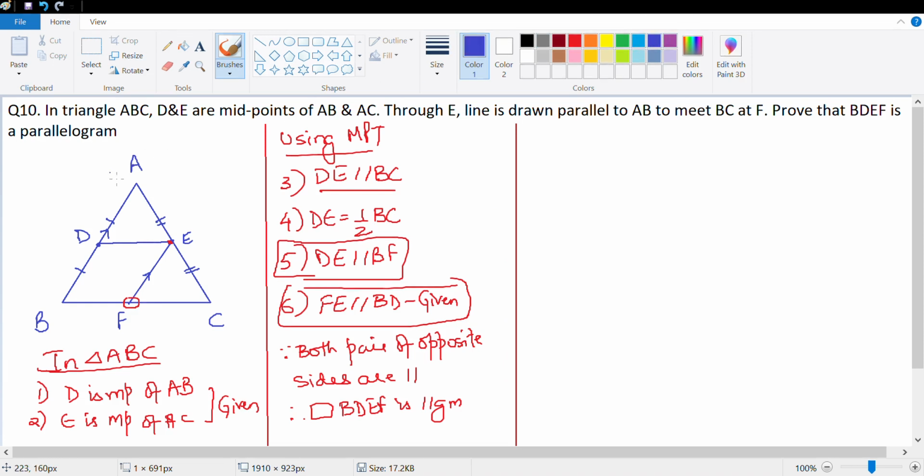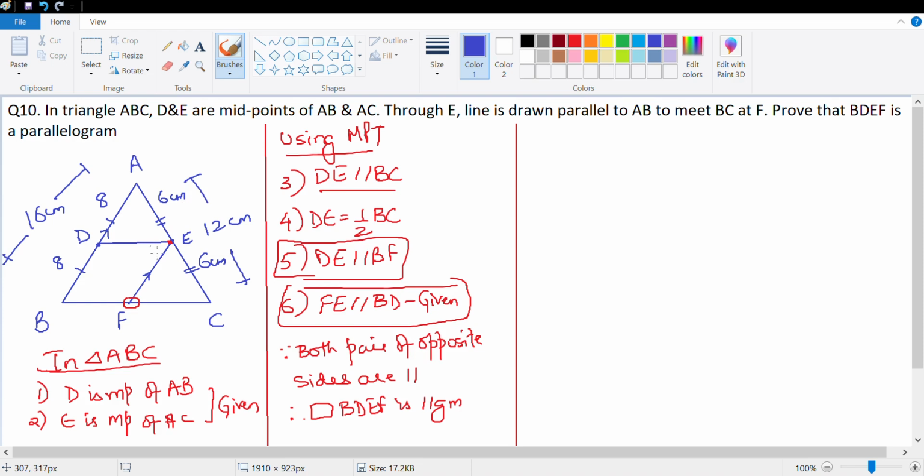AB is equal to 16 centimeter. So this is given equal to 16, which means AD will be 8 and BD will be 8, because D is the midpoint. Next, AC is given equal to 12. So this is given equal to 12 centimeter. The unit is also given, so this is centimeter, which means AE will be 6 centimeter and CE will be 6 centimeter, because E is the midpoint.